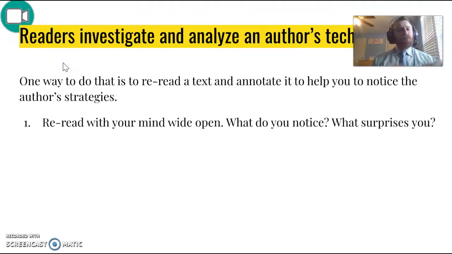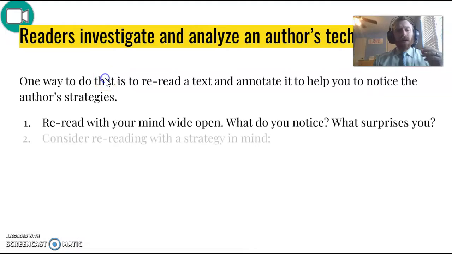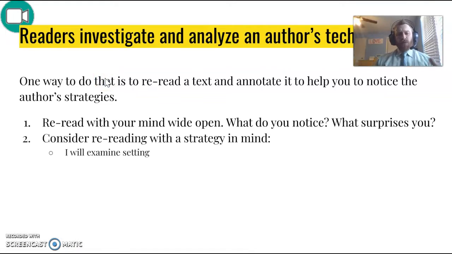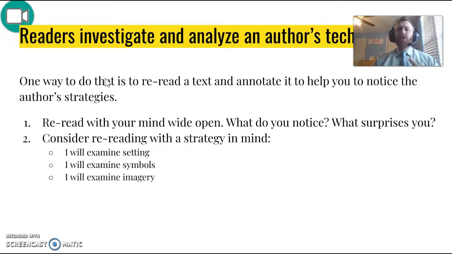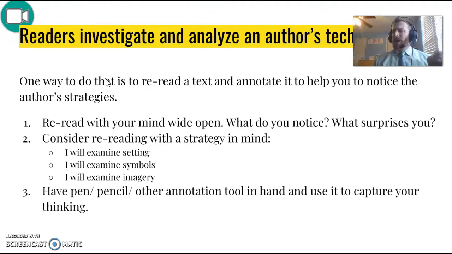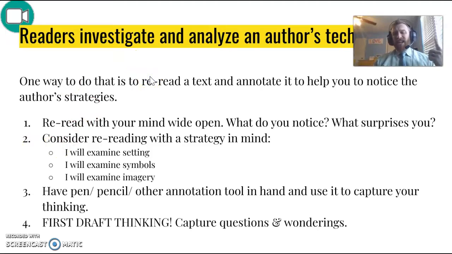We could do this by rereading with your mind wide open. When we reread, remember, rereading means you've already read the text once. Now that you've already read it once and you understand the plot and what's happening, you can read it again and look for all those tiny little details that you didn't catch the first time. You want to consider thinking about a strategy while you're rereading. Maybe you're looking at setting. Maybe you're looking, like we will this time, at symbols. Maybe you're looking at imagery, right? But you want to have a pen or pencil in your hand, something to write with while you're reading so it can capture your thoughts and ideas. It's kind of your first draft thinking, right? You want to be capturing what you're thinking about.